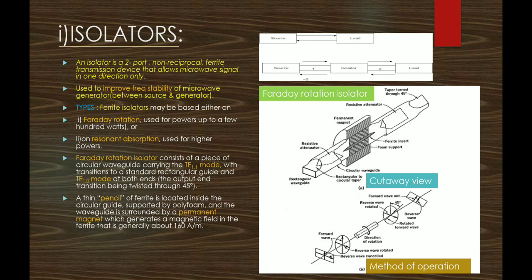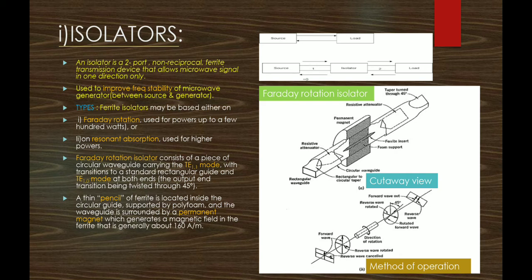This Faraday law of rotation is of importance for the three types of ferrite components we are to study, that is the isolator, circulator and gyrator. That's why it is of importance. So now let us see the isolators.